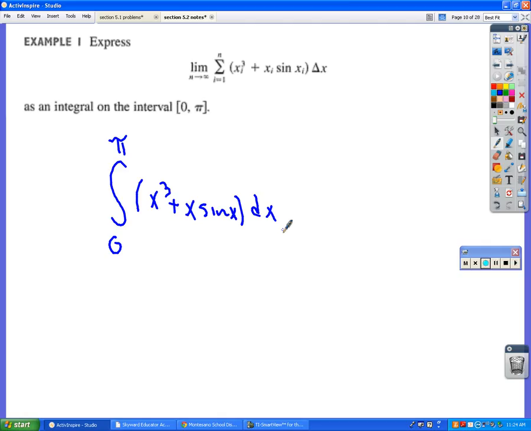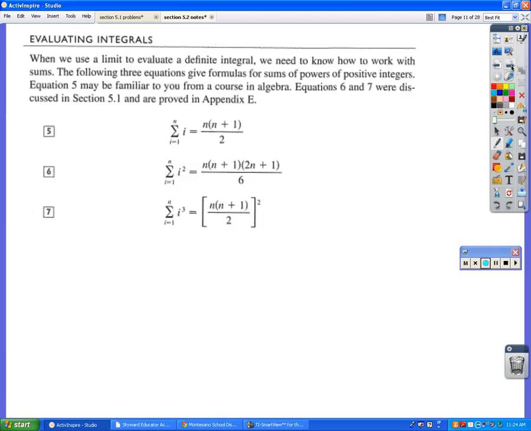Yep, so the 0 goes to the bottom, so if we're going from here to here, this is the lower limit, this is the upper limit, okay? It goes from here to here, and then these things just all become regular old x's, and the delta x is a dx. Okay, so easy peasy, yes? No. Yes.